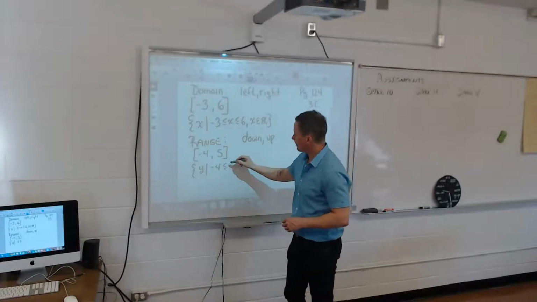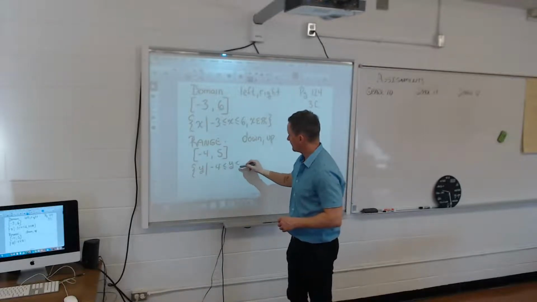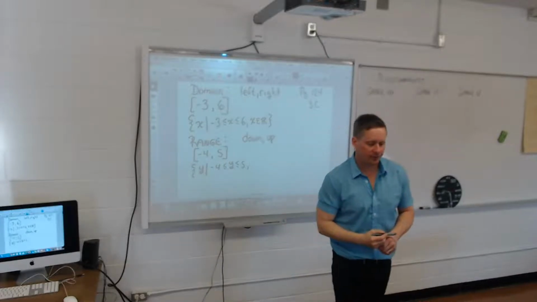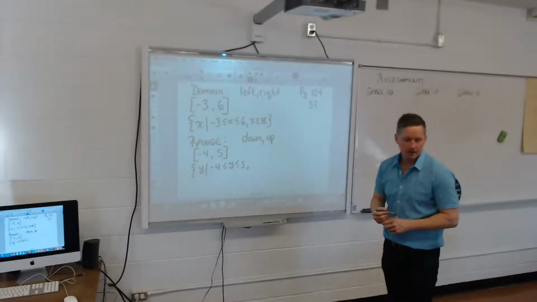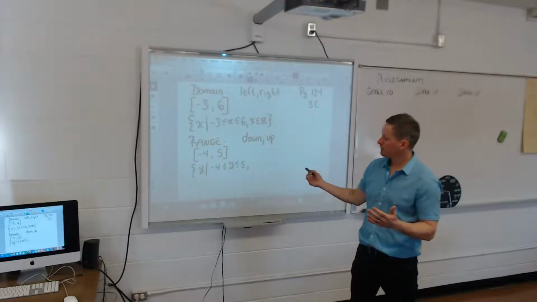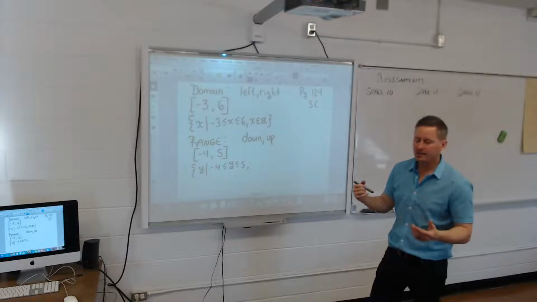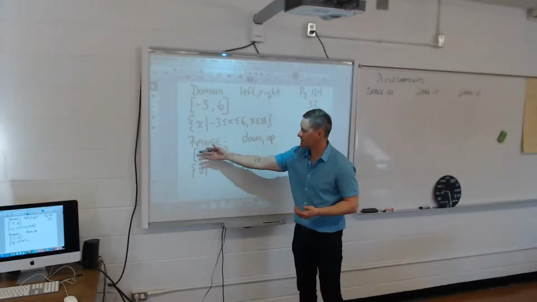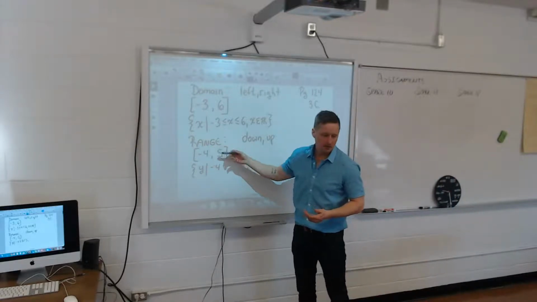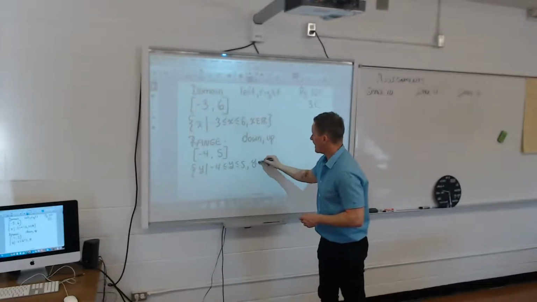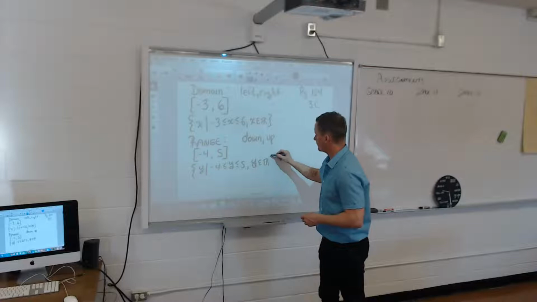So to write that out in set notation, I put my lowest value first. I put the y value in the middle, and then my highest value. If you consistently do it, it's exactly the same as what the set notation or the interval notation is. And then I add in my y as an element of all reals.